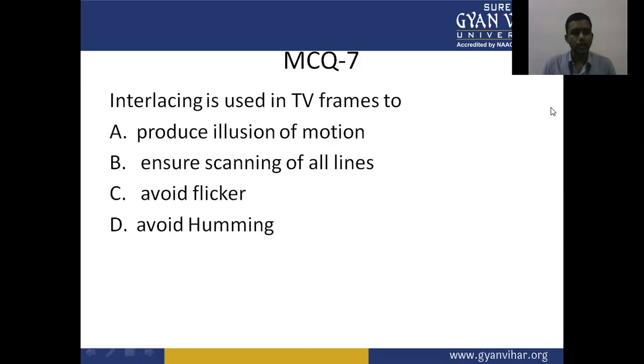Number 7 question. Interlacing is used in the TV frames to A, reduce the illusion of motion; B, ensure the scanning of all lines; C, avoid the flicker; D, avoid the humming.